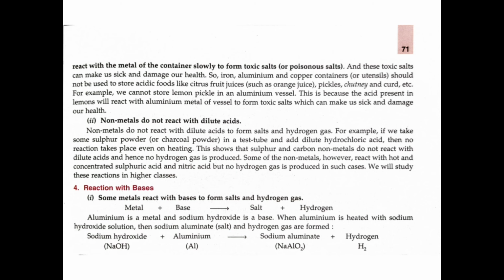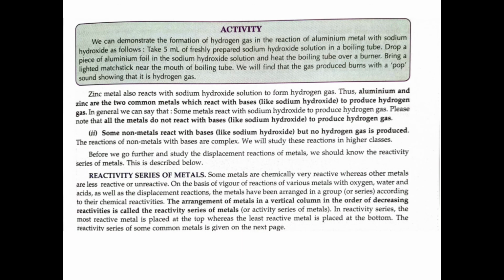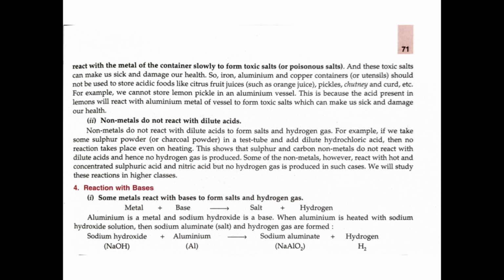The next one is reaction with bases. Some metals react with bases to form their salt and hydrogen gas. Here also hydrogen gas is evolved. So metal plus base gives salt plus hydrogen, just as metal plus acid gives salt plus hydrogen. Here is one example: aluminum plus sodium hydroxide gives sodium aluminate, and hydrogen gas is evolved.